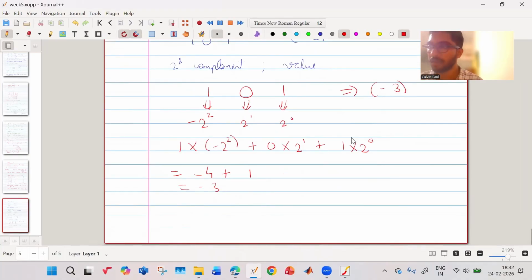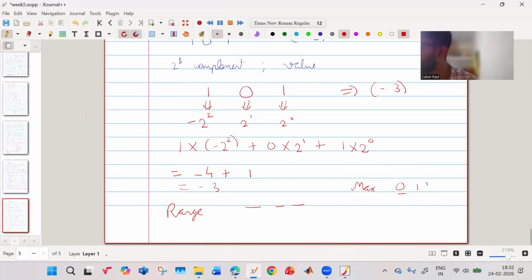Okay. All right. So now, what is the range? If you have 3 bits, the maximum positive value is when the sign bit is 0 and all other bits are 1, 1. This signifies plus 3. And what is your minimum value which you can represent? That is sign bit is 1 and all the other values are 0. So this represents minus 4. So your range in this case is from minus 4 to plus 3. Okay. This is your range.